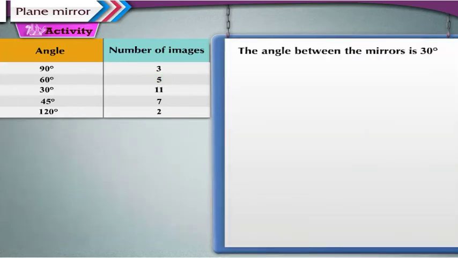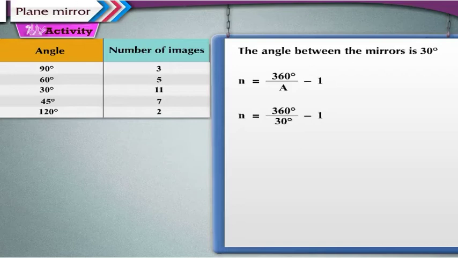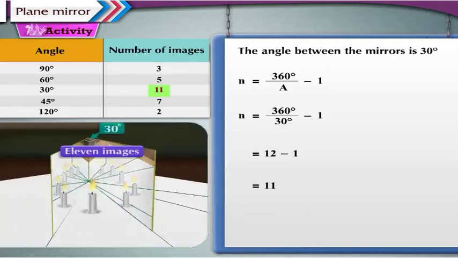If the angle between the mirrors is 30 degree, then the number of images formed will be 360 degree upon 30 degree minus 1, which is equal to 12 minus 1, which equals to 11. Thus, 11 images are formed when two mirrors are placed at an angle of 30 degree to each other. The number of images observed during an activity and the number of images obtained using the formula is equal.